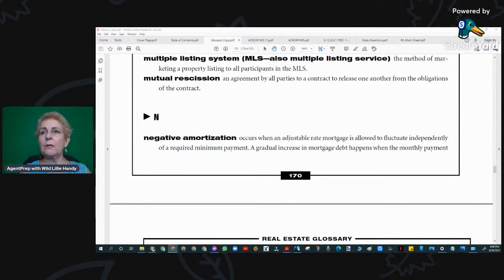Okay, we're going to start off with negative amortization. We'll spend about 30 minutes on vocabulary. Then we'll go into national questions, and after that into state questions. Okay, so let's get going.